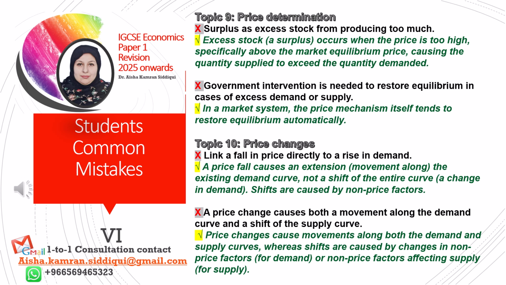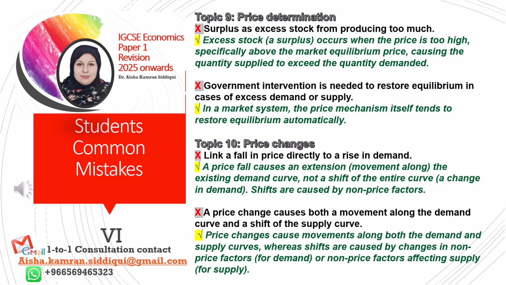Topic 10 is about price changes. Here, the students tend to link a fall in price directly to a rise in demand, whereas a price fall causes an extension, that is, movement along the existing demand curve, not a shift of the entire curve, that is, a change in the demand. A shift is usually caused by non-price factors.